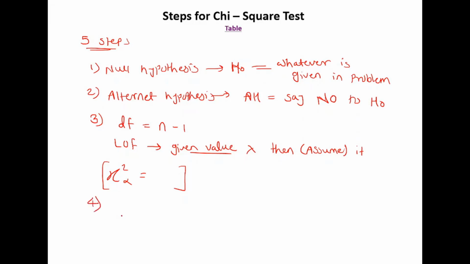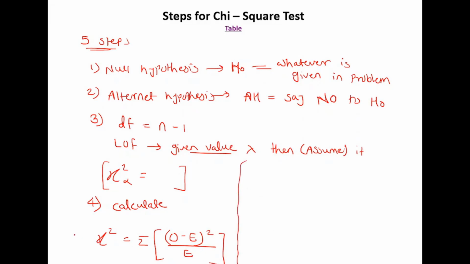In step number 4, we calculate the chi-square. So we calculate it by using the formula chi-square is equal to summation of (observed frequency minus expected value) whole square upon expected value. Once we get the chi-square and chi-square alpha, then in fifth step we conclude.